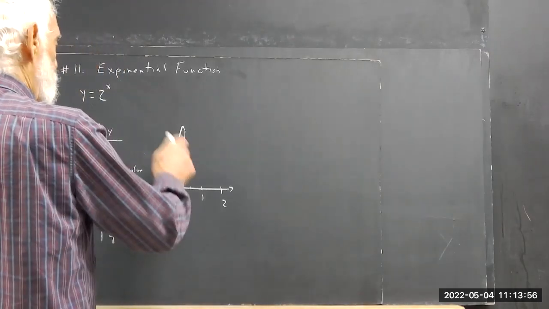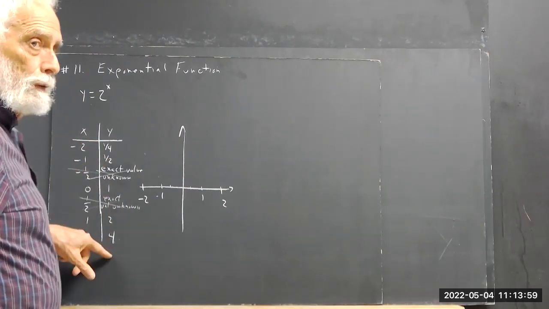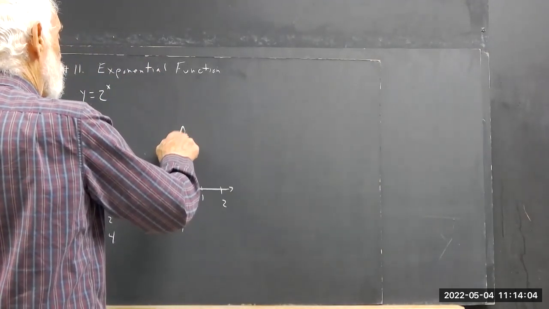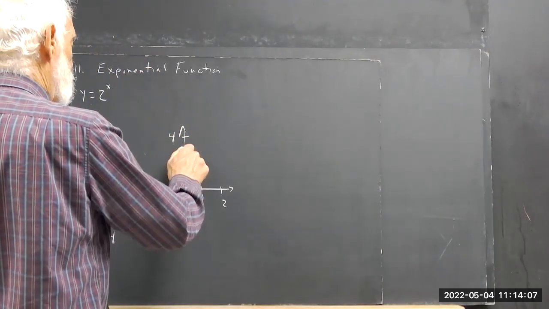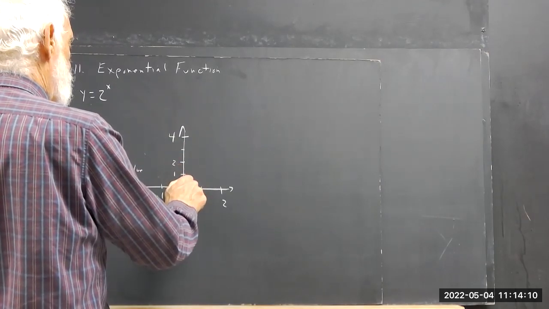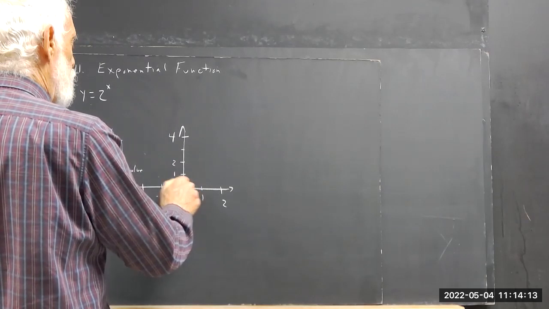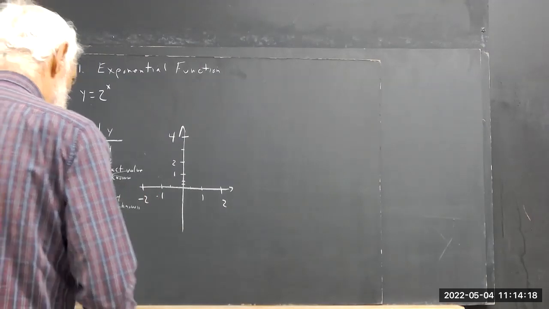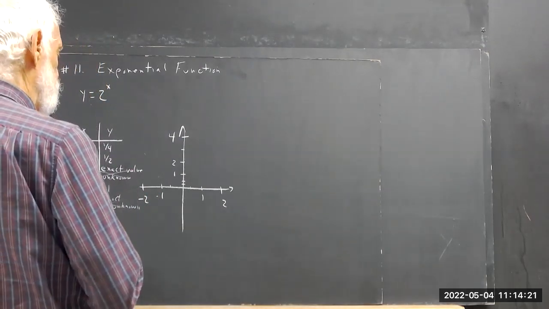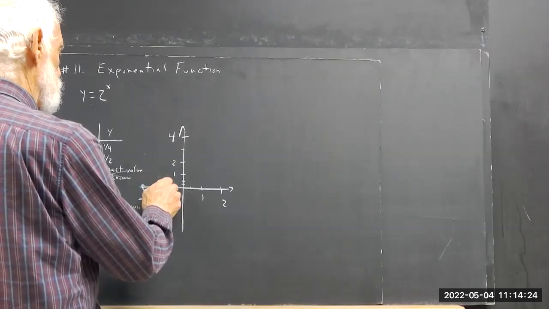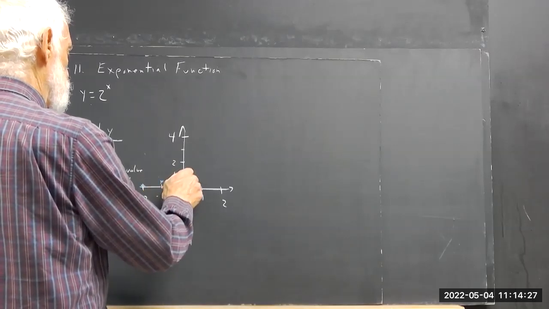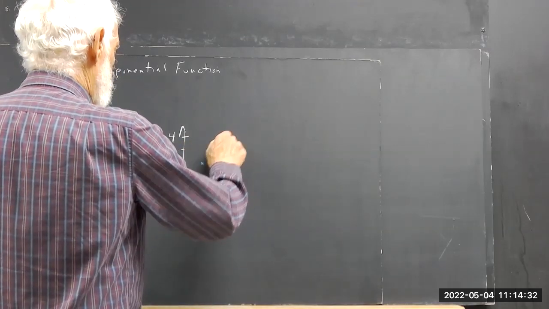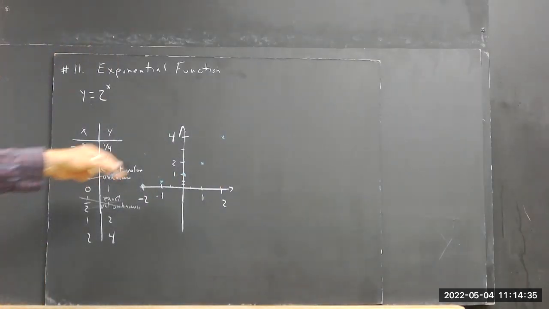Okay, so x goes from -2 to 2, and y goes from 1/4 to 4. So we're going to want to divide our y-axis up to 4. We're going to want to put marks for 1/2 and 1/4. Then we can plot our points. And that's our basic function.